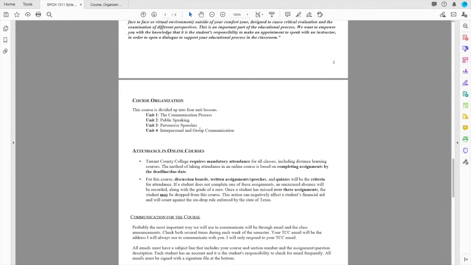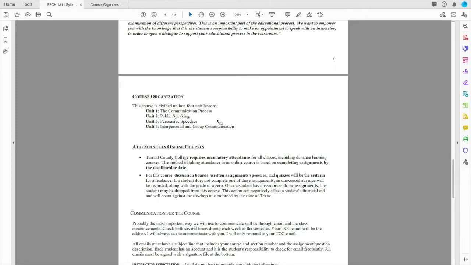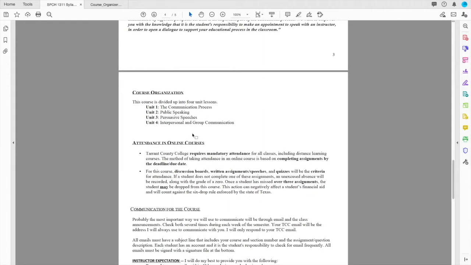So let's go here to the course organization. Like I said, the course is divided up into 4 unit lessons. You have Unit 1, the communication process, Unit 2, public speaking, Unit 3, persuasive speeches, and Unit 4, interpersonal and group communication.